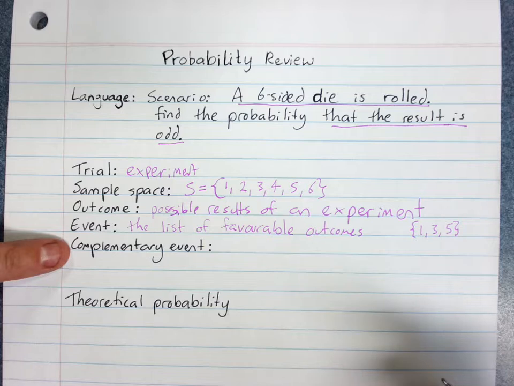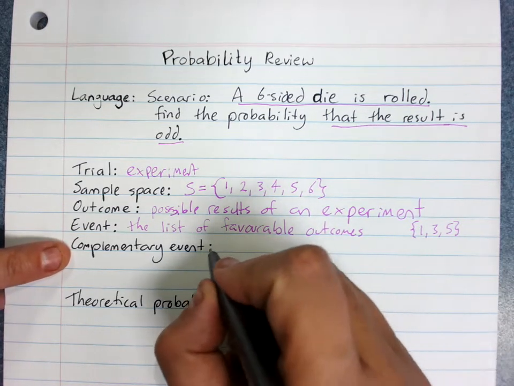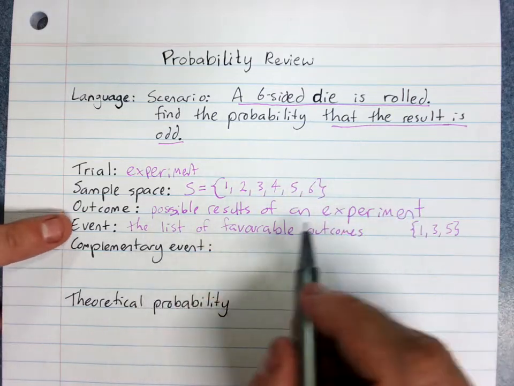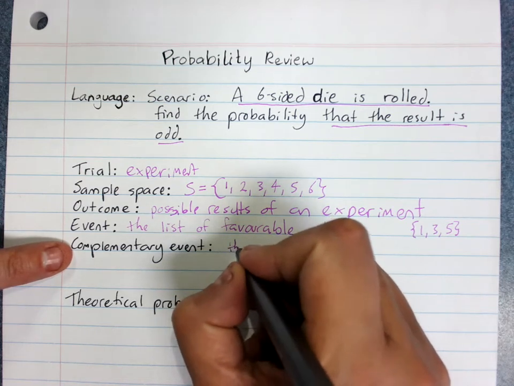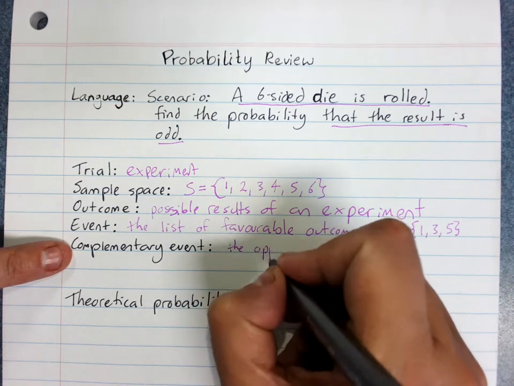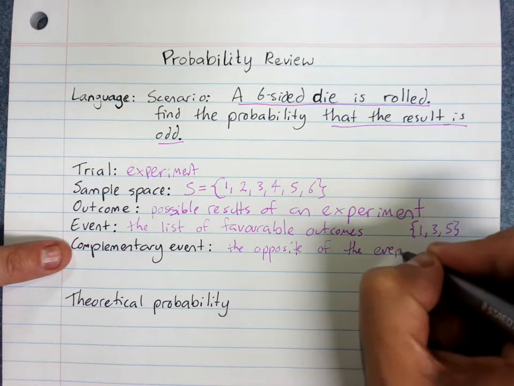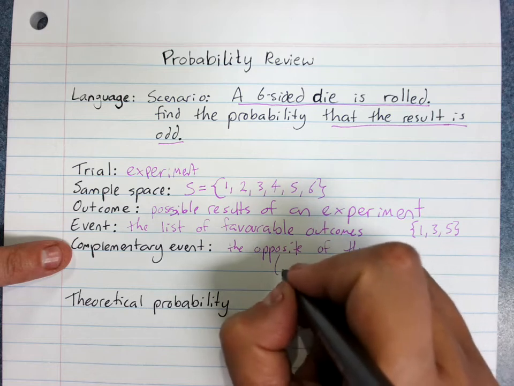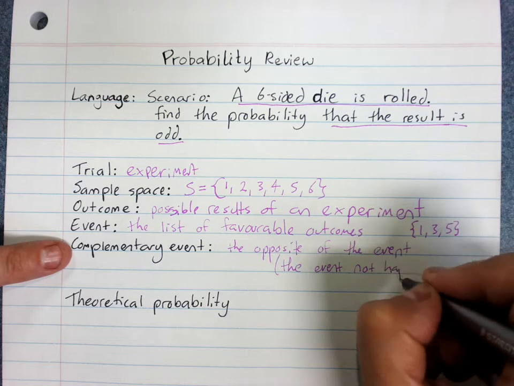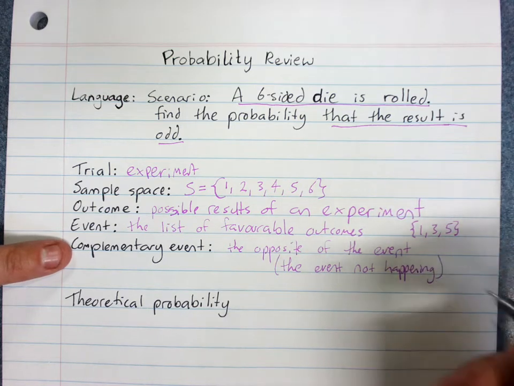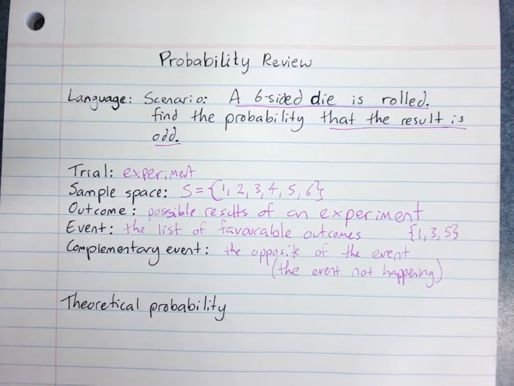A complementary event is the opposite of an event happening. So in this case, since the event was the result is odd, the complementary event is the result is even. So it's the opposite of the event, or the event not happening. So that's just a bit of a reminder on some language that we use.